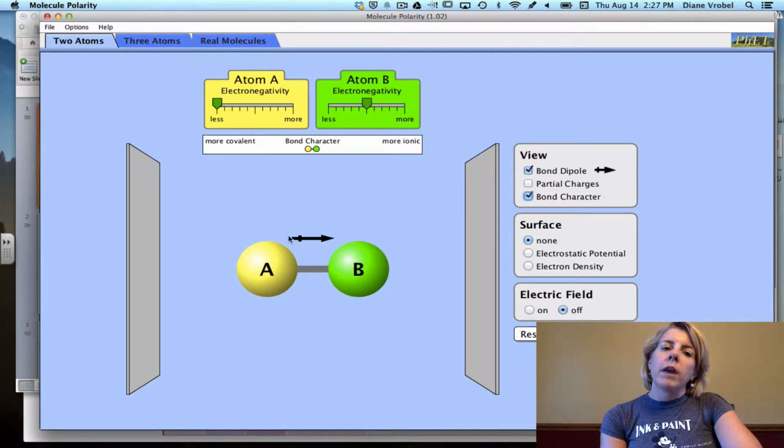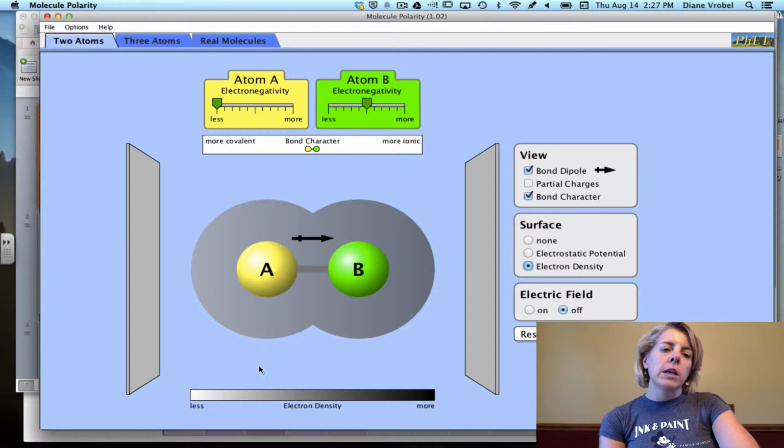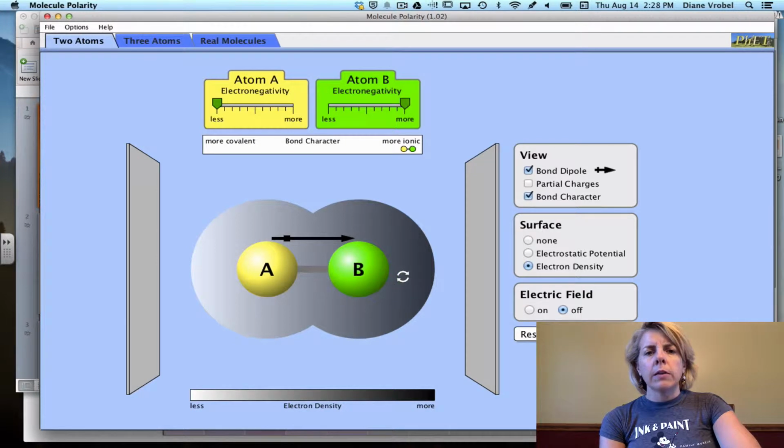With a dipole, this arrow shows us that the electrons that reside between A and B are actually pointed in this direction. And if I click on the density, you can see where there is less electron density, and here is greater. So I'm going to increase the amount of electronegativity. And look at how it's mostly white on the left-hand side, and then it's primarily gray on the right-hand side.